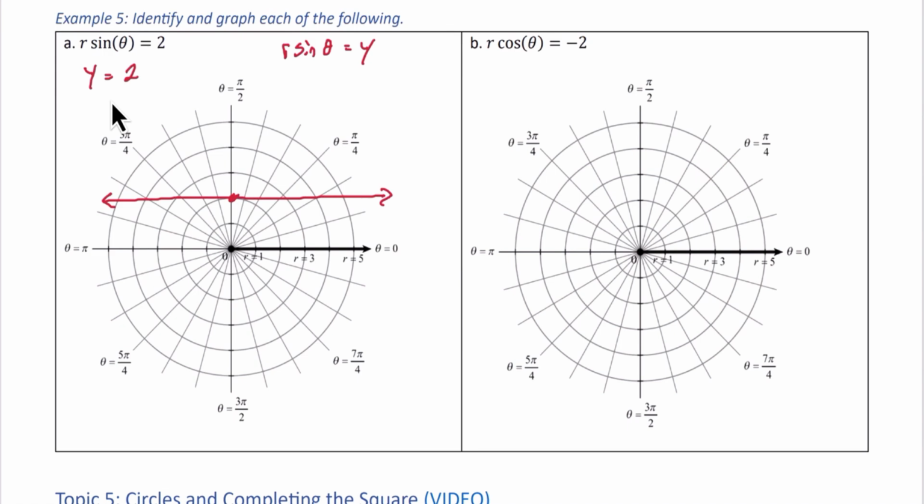So x can be anything. x can be 1, the y would be 2. x can be 2, the y would be 2, and so on. If x is 3, y is 2. No matter what x is, the y value is 2.